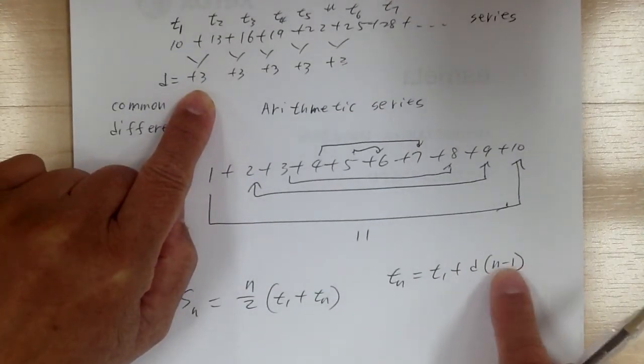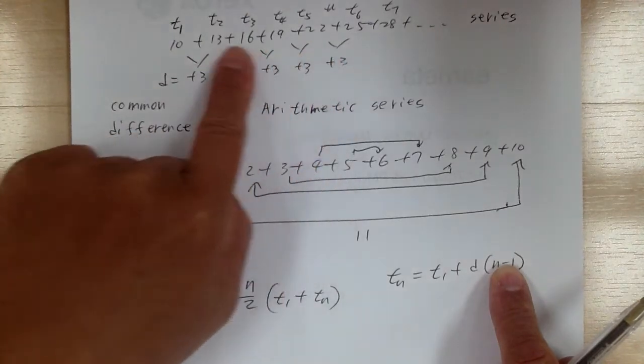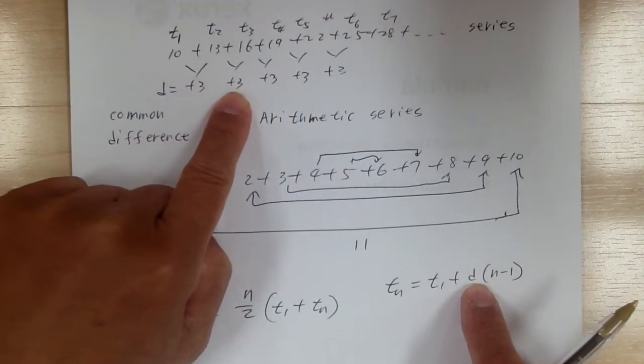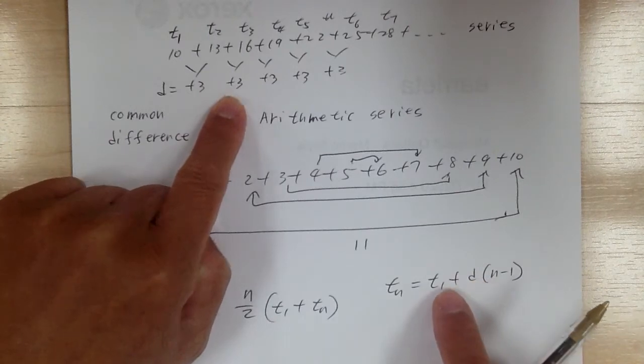Okay, so again, they tell you how many gaps you have, how many increments you have, and you multiply by D, the common difference. So this will give you the total of the increments, and you have to add what you start out with. Right?